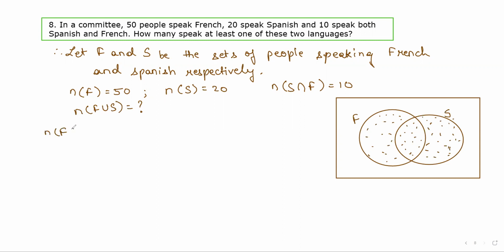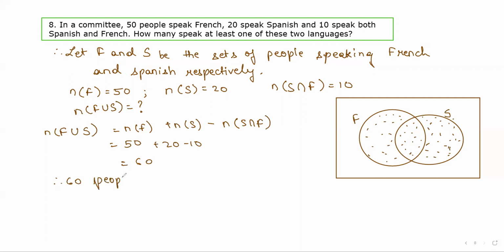By formula, n of S union F is equal to n of F plus n of S minus n of S intersection F. Placing the values, we have 50 plus 20 minus 10, which is equal to 60. Therefore, 60 people speak at least one of the two languages.